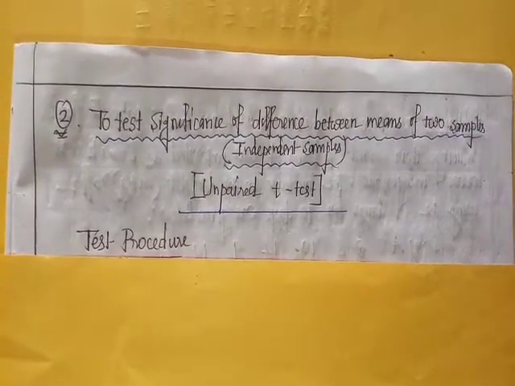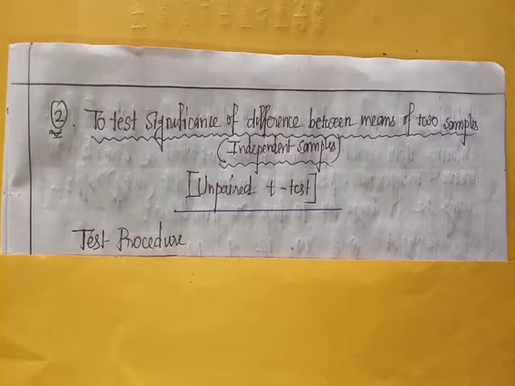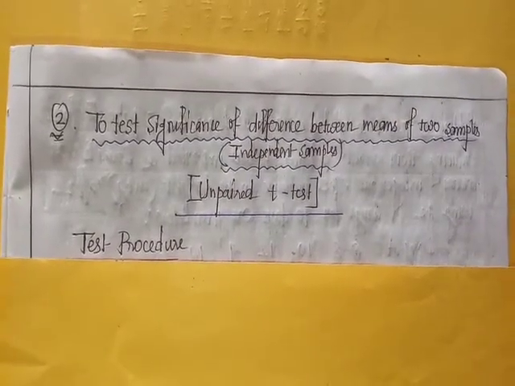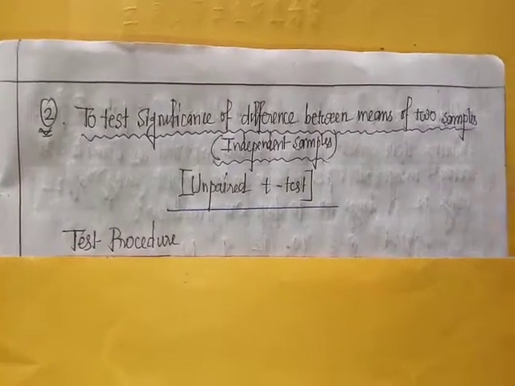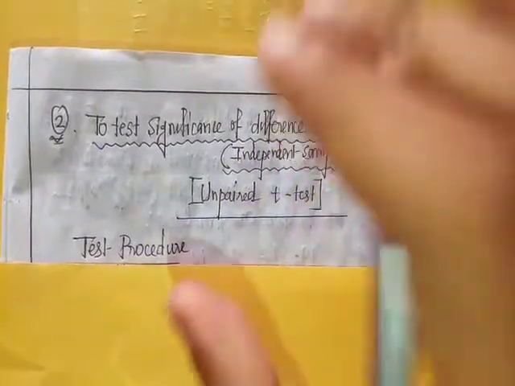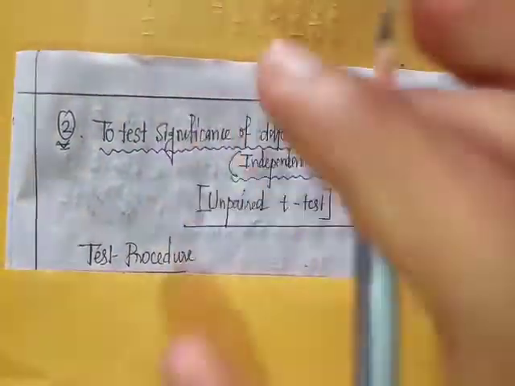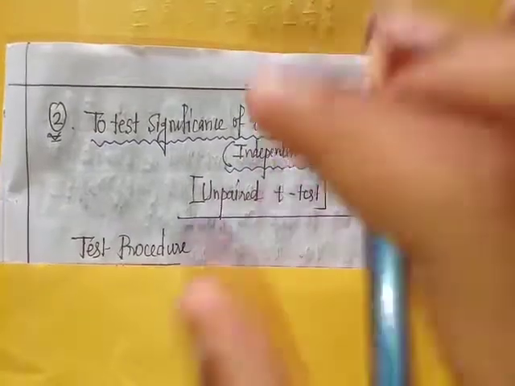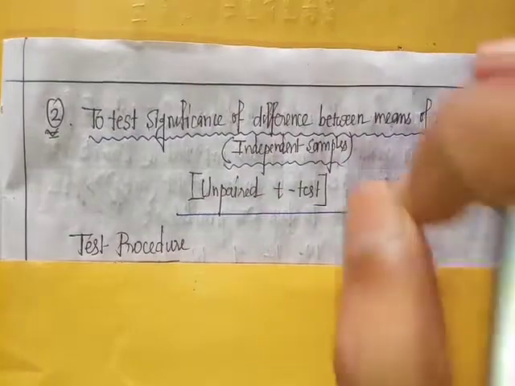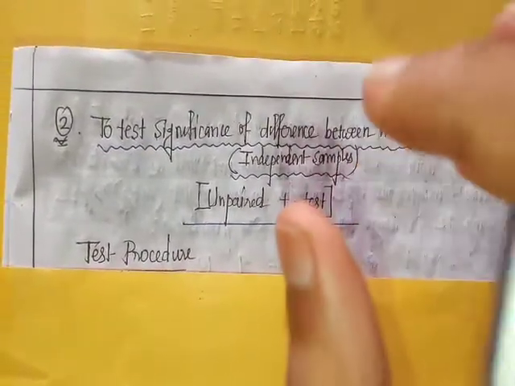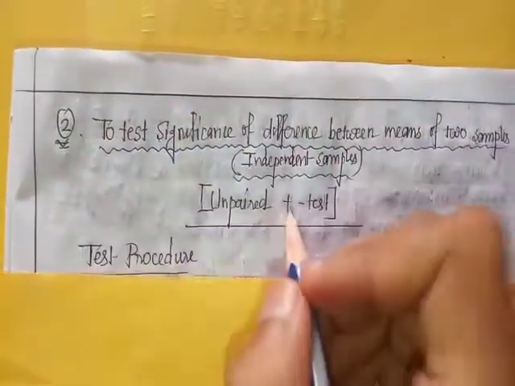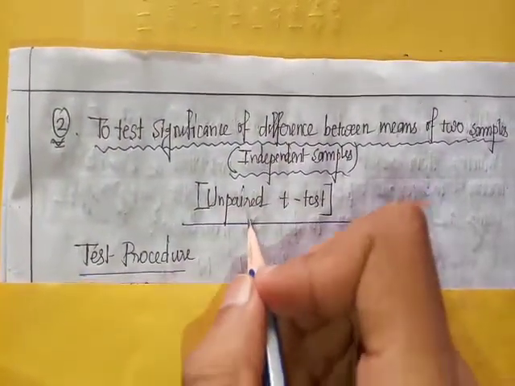Independent samples means samples that are selected randomly so that their observations don't depend on the values of other observations. For example, the height of 50 males and the height of 50 females, which are independent of each other. That's why it is also called unpaired t-test.